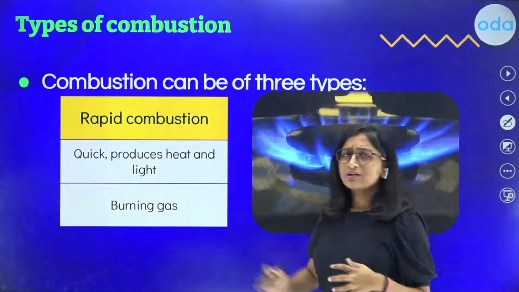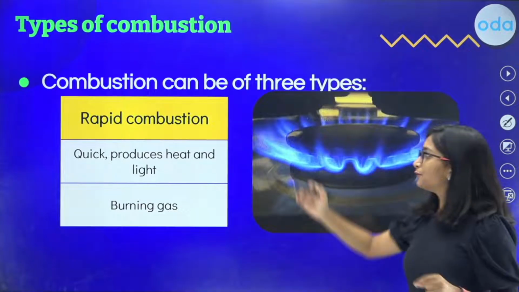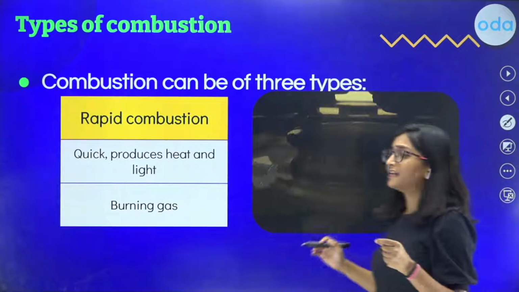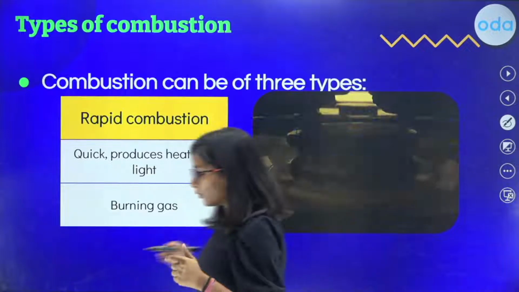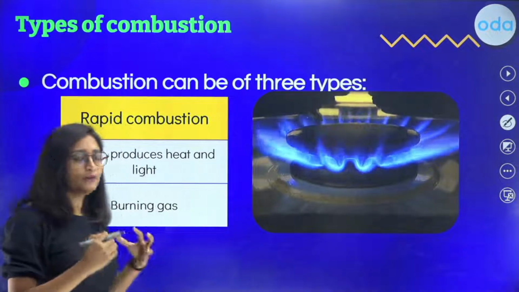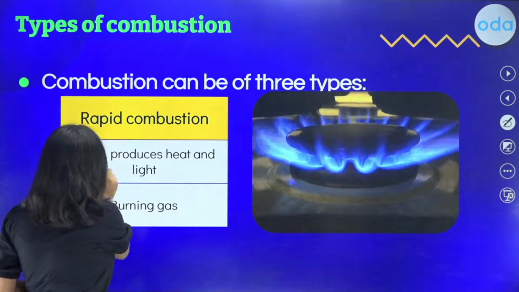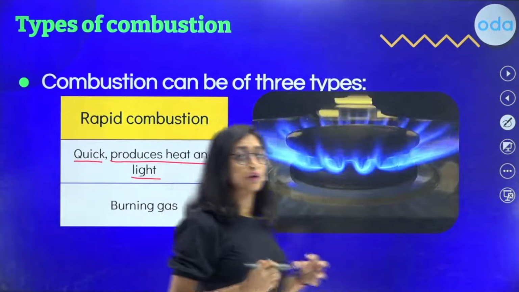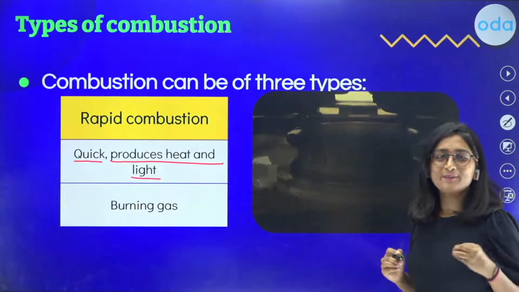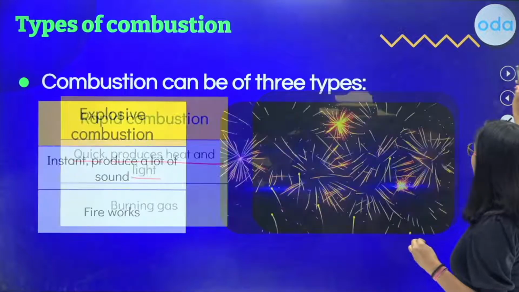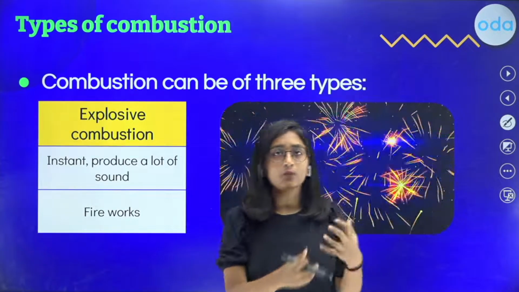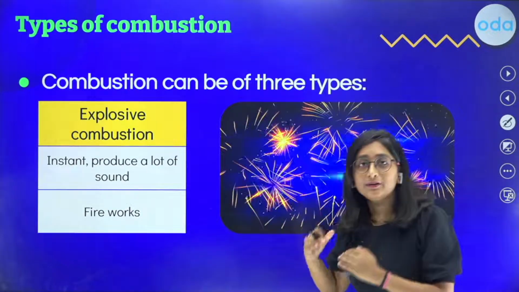Now, the combustion can be of different types. Taking the first type of combustion, that is going to be the rapid combustion. In case of the rapid combustion, we have certain features. Here, they're going to be quick, they produce heat and light, and of course, they're going to be in rapid movement. If you look at the gas stove, when we light a gas stove, what is going to happen? It's going to undergo rapid combustion.